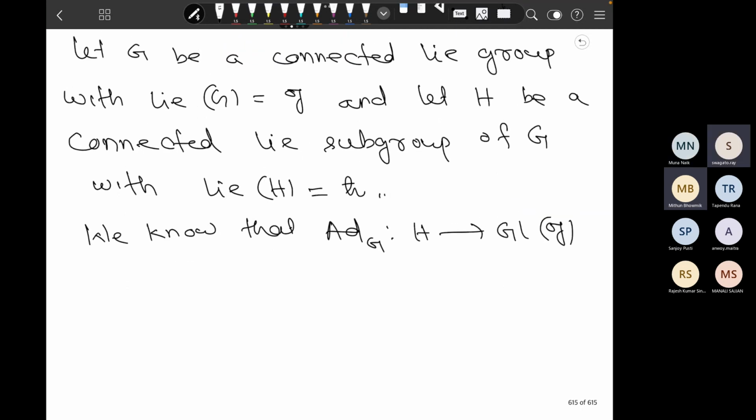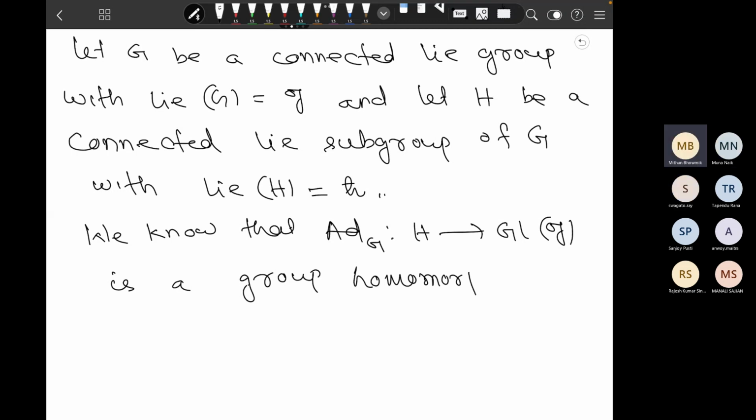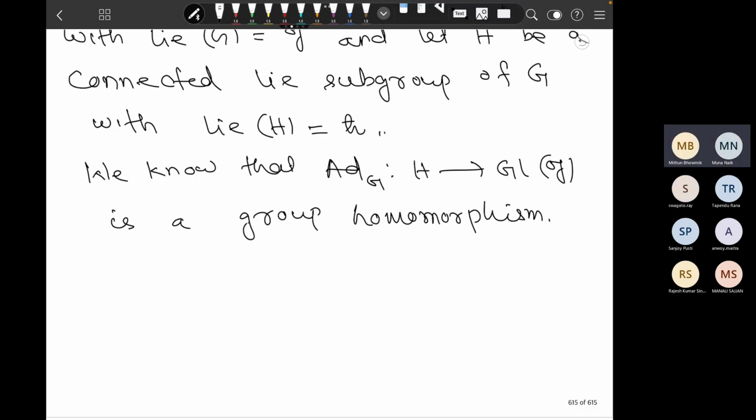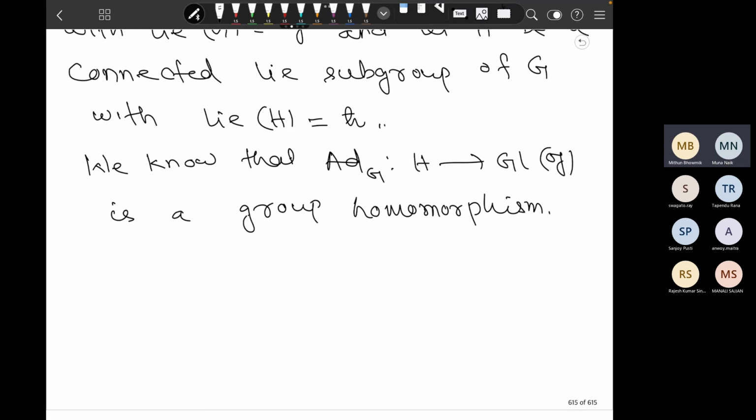Let H be a connected Lie subgroup of G with Lie algebra 𝔥. We know that Ad: G → GL(𝔤) is a group homomorphism. I am just restricting this Ad to H.